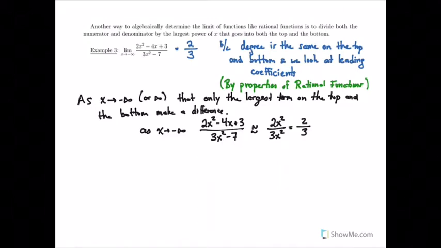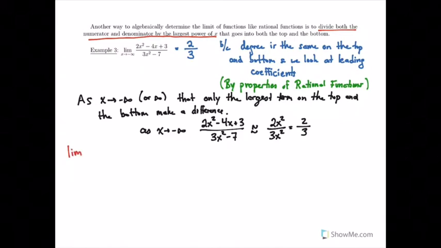Now we're going to show how to do this explicitly with algebra. And we're going to be using this trick for some other problems that we can't easily solve with this degree argument. So the idea here, written on the top of the page, is that we are going to divide both the numerator and the denominator by the largest power of x that goes into both the top and the bottom. In this case, x squared.